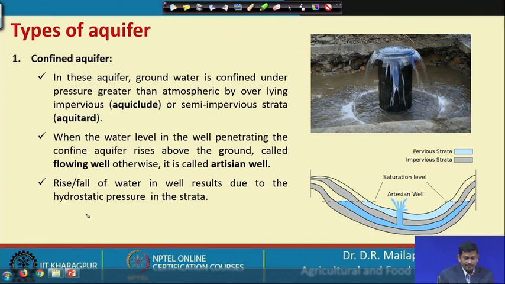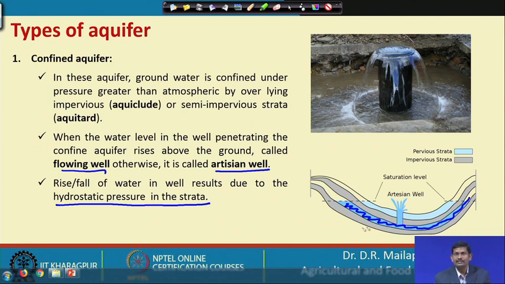All right. So, here artesian wells and flowing wells are there. A rise and fall of water in a well results due to the hydrostatic pressure in the stratum. So, rising, falling, it all depends on the pressure which is built up inside the aquifer. This is a confined aquifer. Okay.